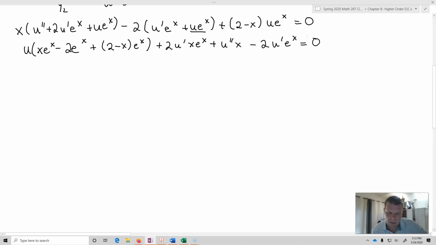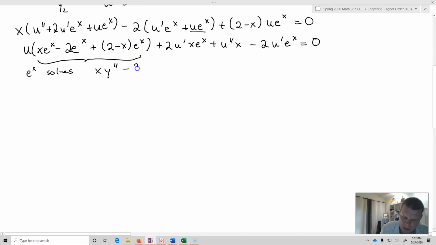Now, this piece right here, if you remember, e to the x solves x y double prime minus 2y prime plus 2 minus x y equals 0. So this whole thing that I just showed you, the u's cancel.